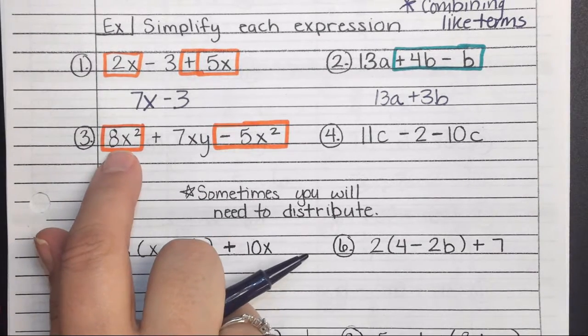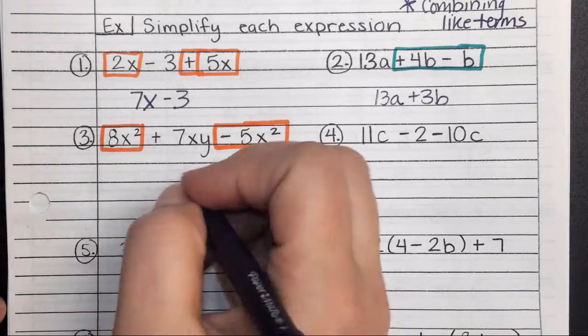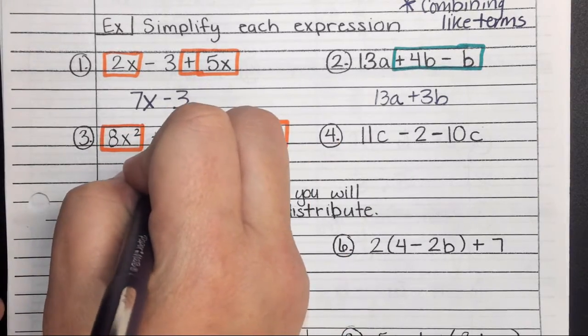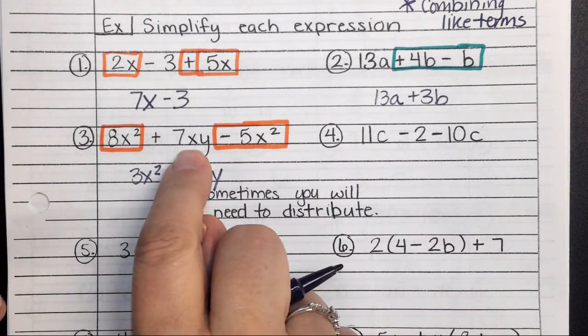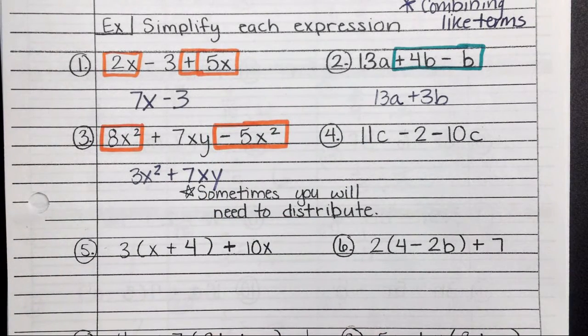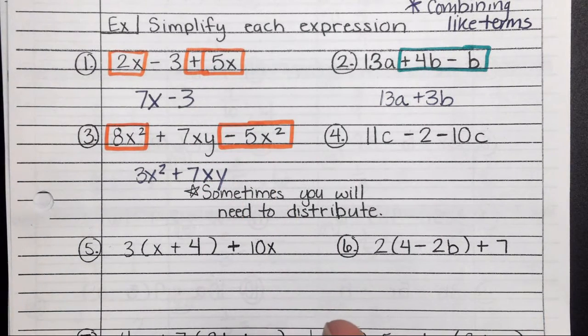So this is 8x squared minus 5x squared, which is 3x squared. Plus 7xy, because we don't have anything else that matches that, right? You don't have to draw the little boxes to show that they match. I'm just doing that as a visual so you can see what goes together. Yes, two letters behind the number is possible, because this means 7 times x times y.